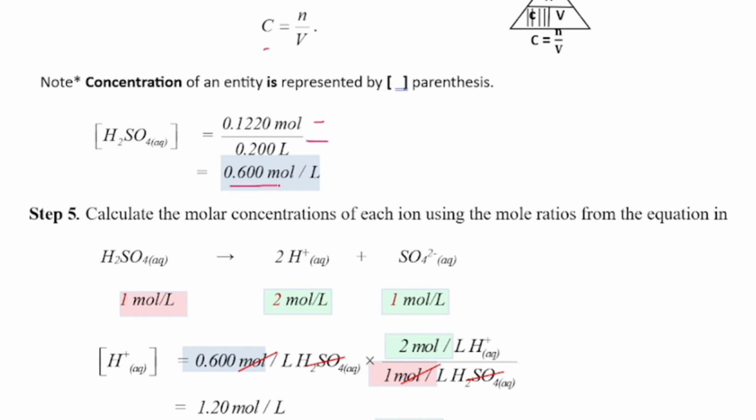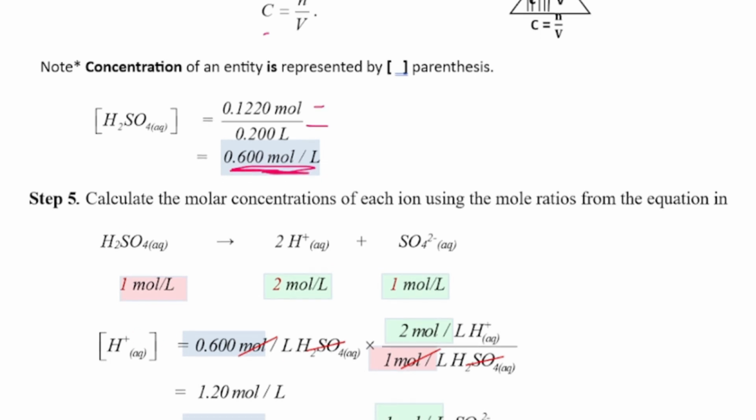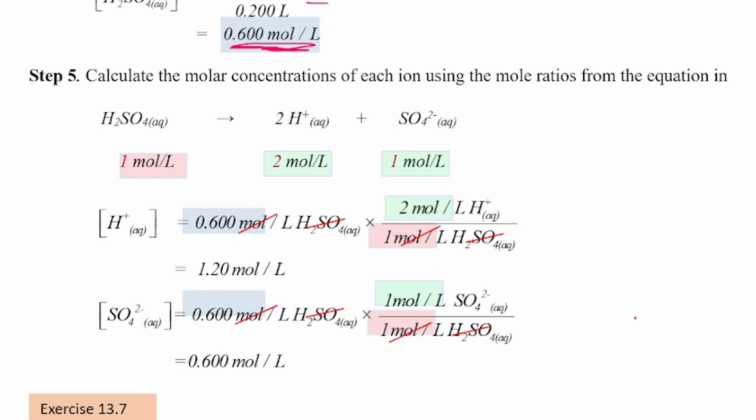So look at the different colors that I have. I'm using this color here to show what mole ratio of ions is produced when the parent molecule ionizes. And this one here is the actual concentration of the molecule that you're dissolving. Okay, this is the actual concentration. So if you want to find the concentration of the hydrogen ion there, we are not dealing with 1 mole per liter of that. We are dealing with this number of moles per liter.